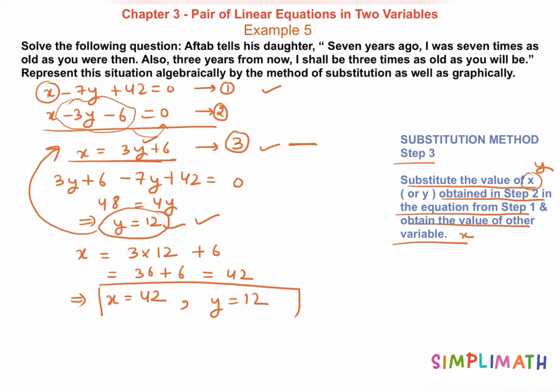So this is the solution of the given pair of linear equations, and we assume that x is the age of Aftab and y is the age of his daughter. So the present age of Aftab is 42 years and the present age of Aftab's daughter is 12 years. Now let us try to find our solution graphically as well.